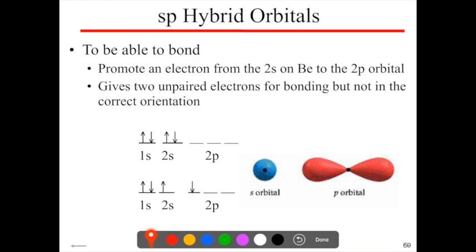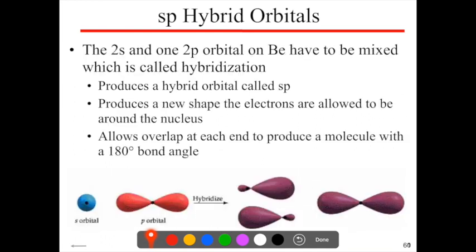Now, the problem with this is when I mix these or hybridize these, I'm actually doing part of the chemical reaction. I'm going to change what those orbitals look like. Now here's the s orbital, a sphere, just like we talked about, and a p orbital. One of them is a dumbbell. We tested you on that. You had to know what the shapes were for each. But I'm going to mix these two, and I'm going to place an electron in each one. Now, when I mix an s and a p, I'm hybridizing or mixing those orbitals.